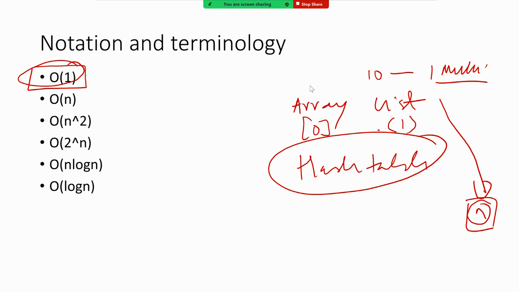Now, I've got 5-6 items here, but I'm going to go through one at a time. My next one is O of n. O of n means what? O of n means linear time. Linear time means, if I run a for loop, the for loop is going to run how many times? From 1 to n. So it'll run n times.